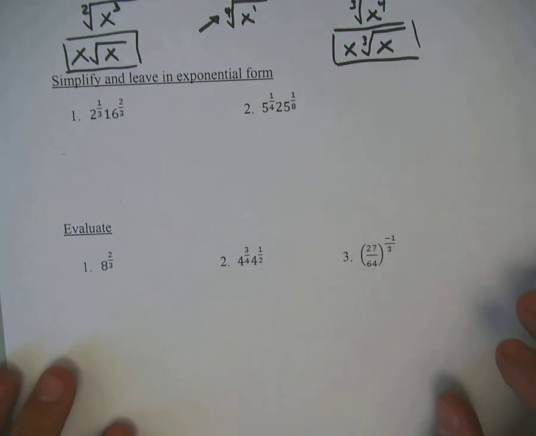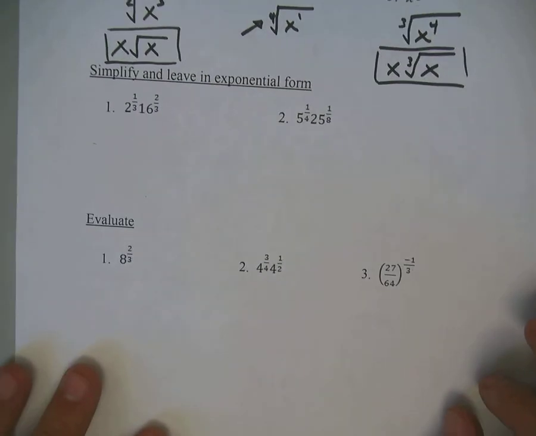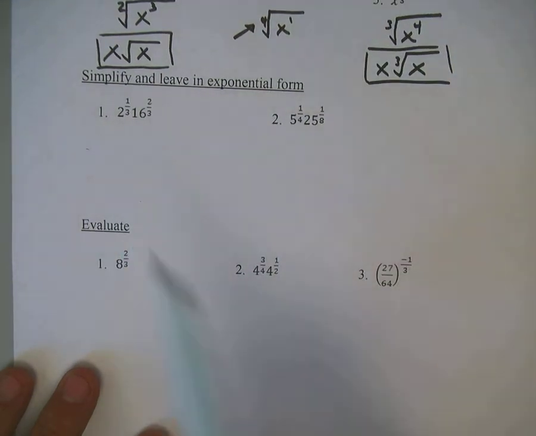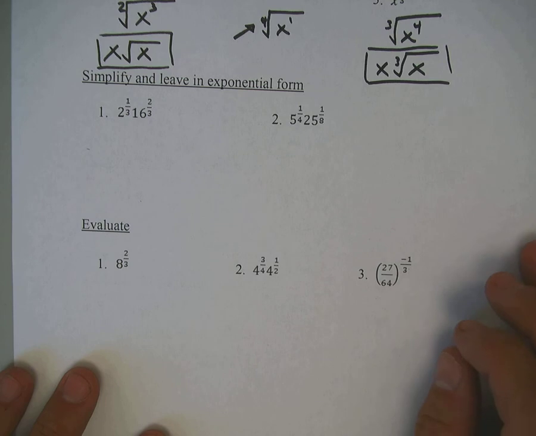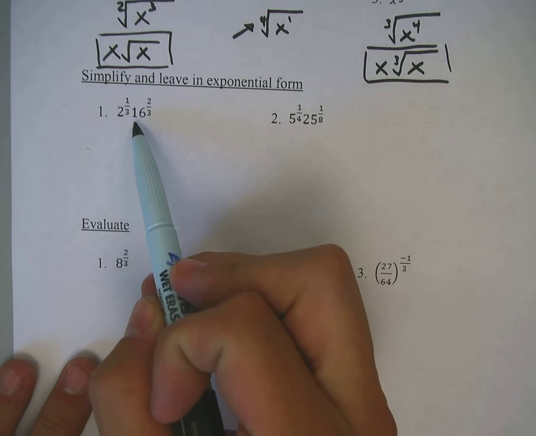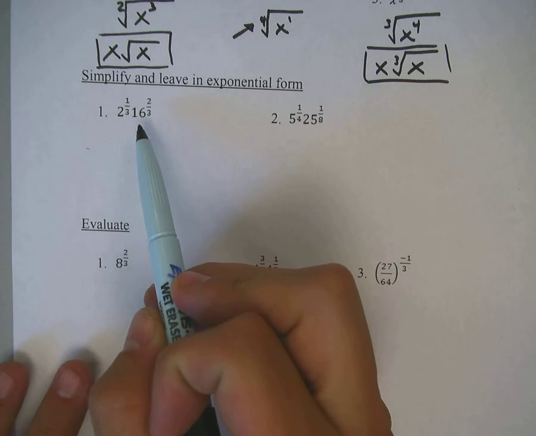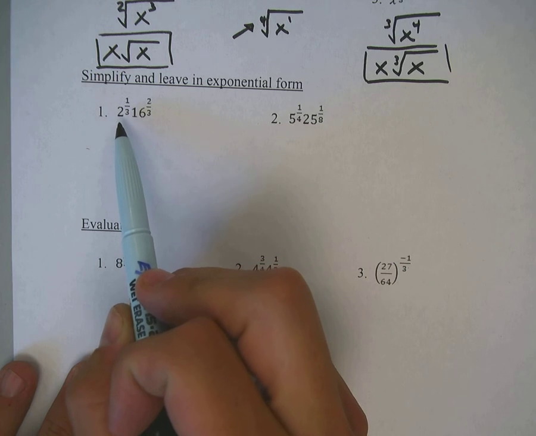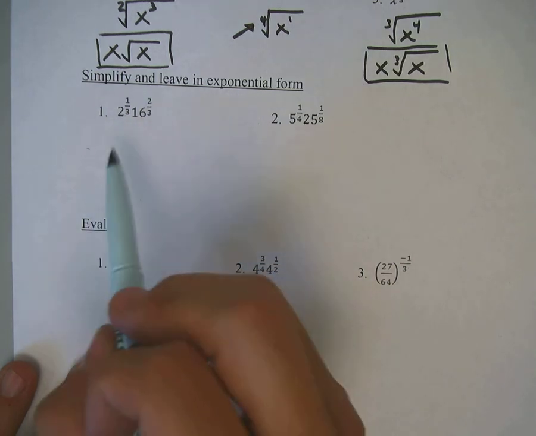It says simplify and leave in exponential form. All right, well, it would be nice if I knew what 2 to the 1/3 is, or what 16 to the 2/3 is, but I don't. So we should be able to simplify it somehow. Well, what I do notice is that 16 has a factor that is common to 2. As a matter of fact, 2 is a factor of 16.